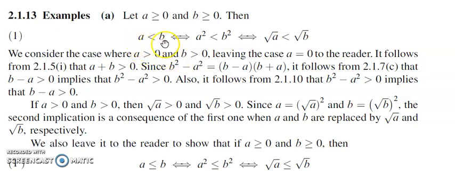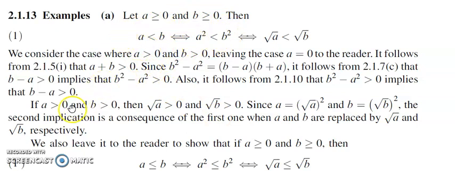So whenever A less than B, A square is less than B square, or B square minus A square is greater than 0. And conversely, if A square less than B square, or B square minus A square is greater than 0, then we can easily prove that B minus A is greater than 0, or A less than B. So this part is clear. Now we have to prove that A less than B if and only if square root of A less than square root of B. We have already proved the first part.